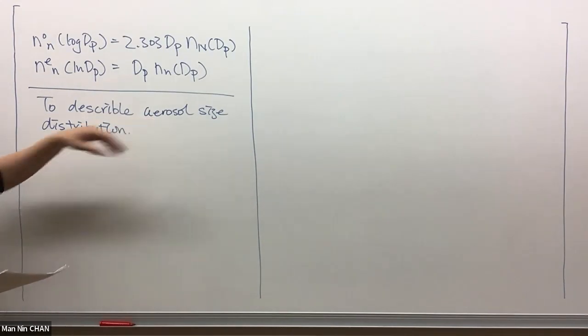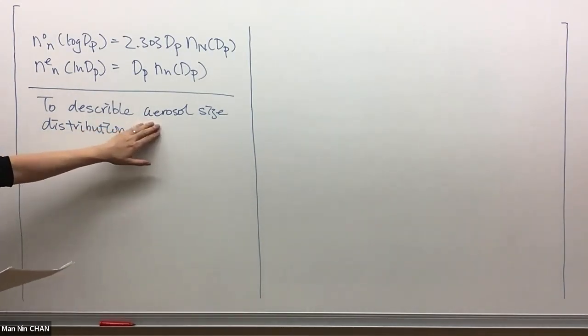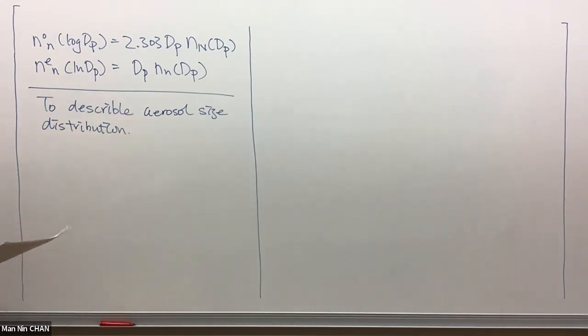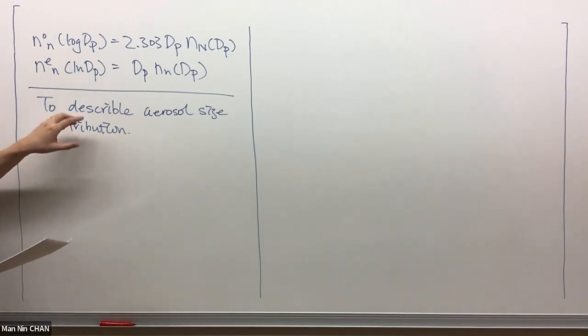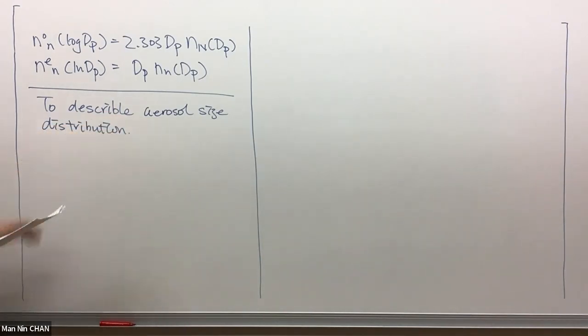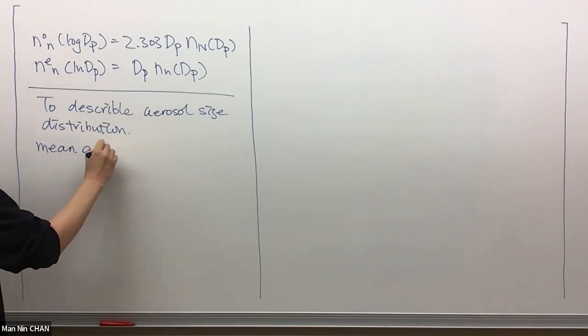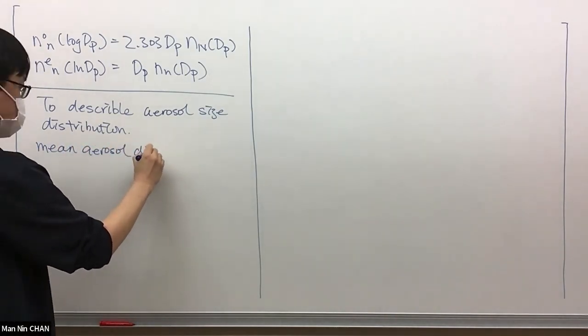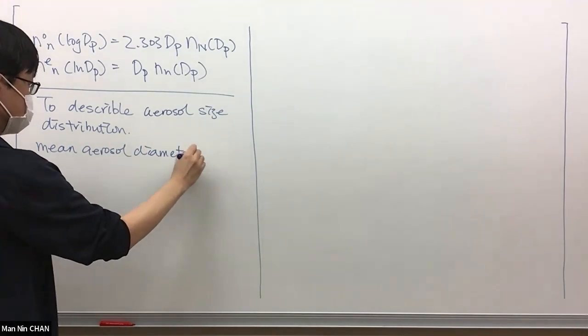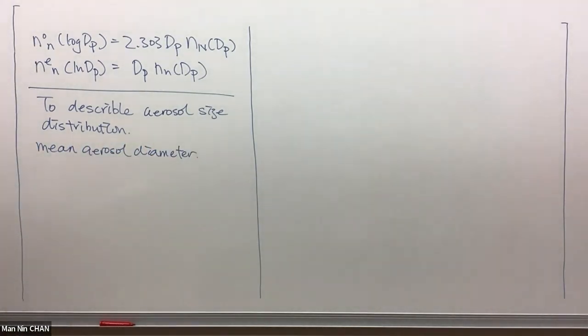So in case you are interested in the aerosol size distribution, how are you going to calculate or describe this aerosol size distribution? Of course, most of the time we're interested in looking at the size, so we talk about the mean diameter. That means you're interested in looking at the mean aerosol diameter, okay?